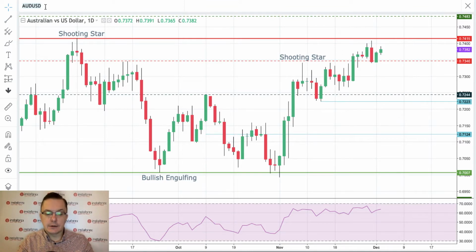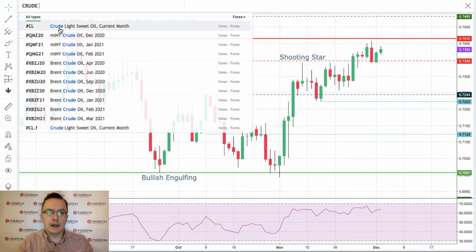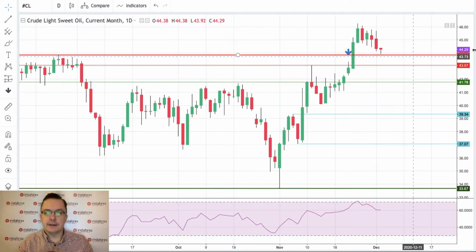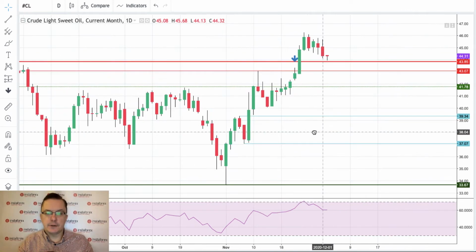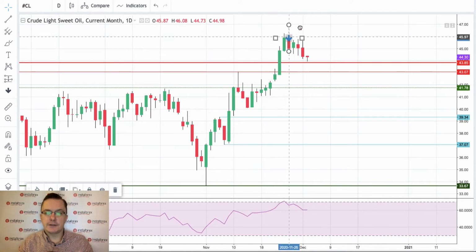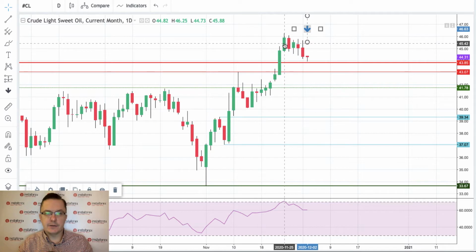Crude oil and gold. So crude oil, I think I'm analyzing this one. Yes, there you go. This is for the current month. The chart is for the current month. As you can see, technical resistance 43.85 violated. Very nice breakout. We are going higher towards the level of 46.25. That's the high of this level.